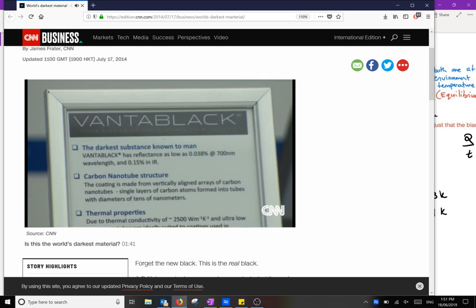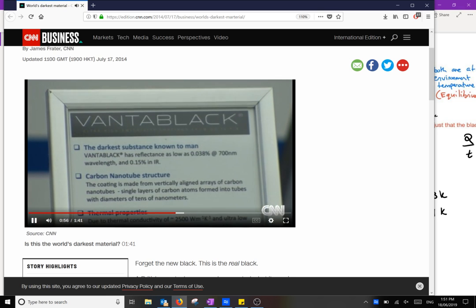If you use Vantablack in stray light reduction applications, you'll see.